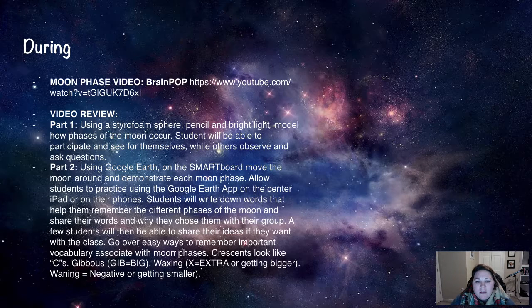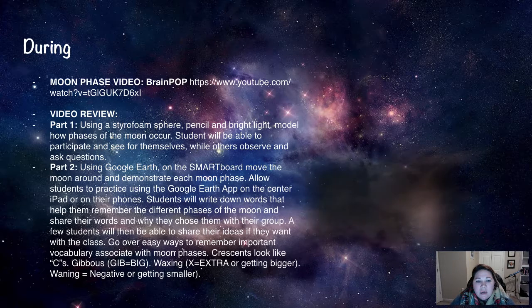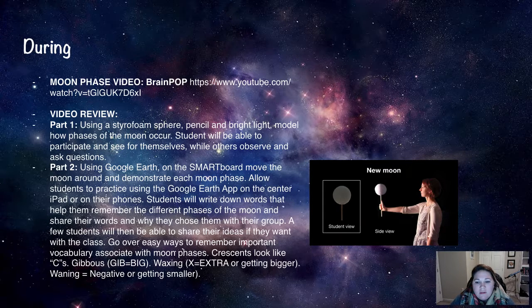And then after the video, we would do a video review using a styrofoam sphere, as you can see in the picture here, and a pencil and a bright light. The students and myself would pretend that we're the Earth and then hold out the moon, and then you would be able to see the different phases of the moon that way, which is very similar to what they did in the BrainPop video.